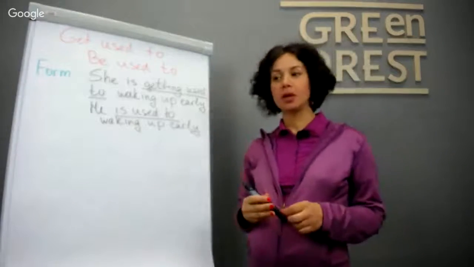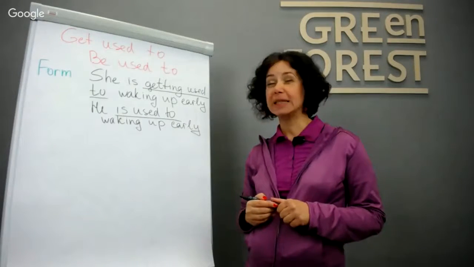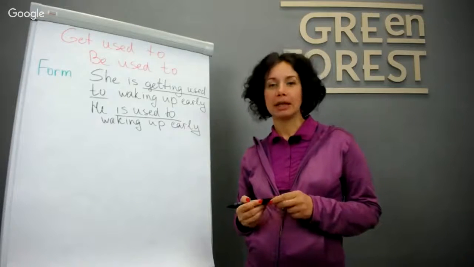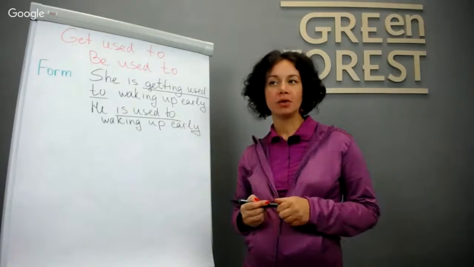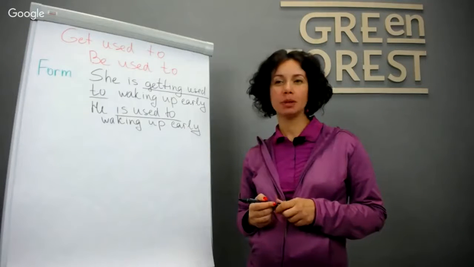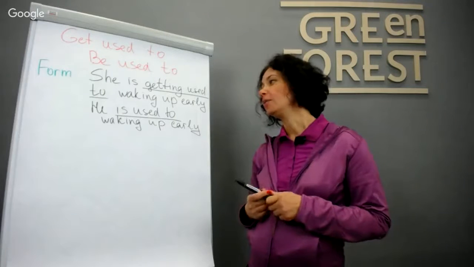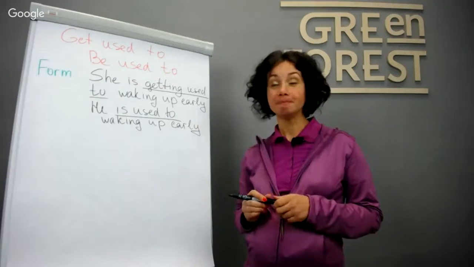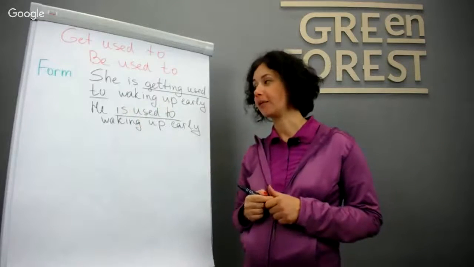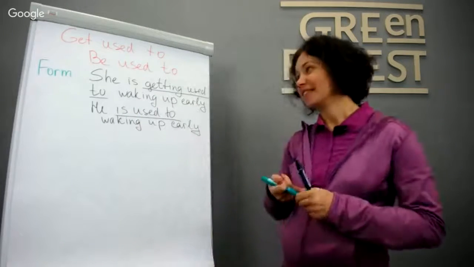Construction be used to, usually and regularly we use in present simple, in simple tenses, present, future, and past. Sometimes it's possible to use in perfect tense, but that's it, I have to say. In most cases, we use it only in simple tenses. This is present simple we have here. Let's talk about usage and actually the difference between them.